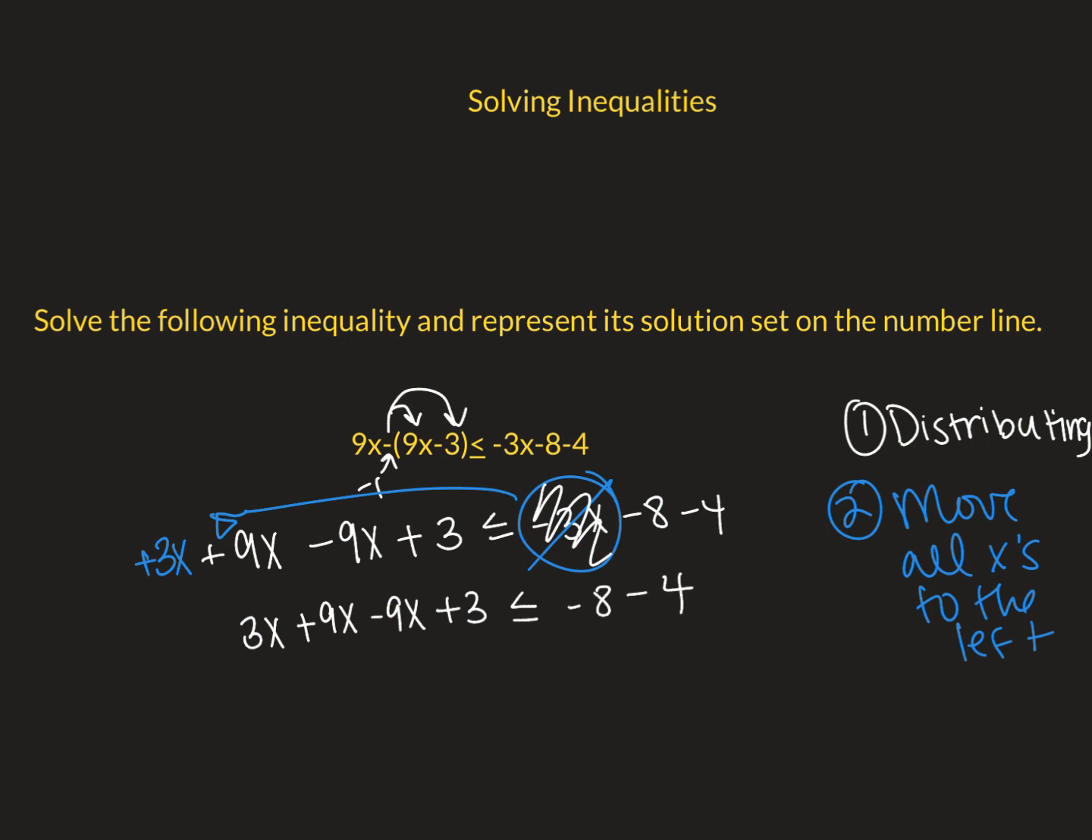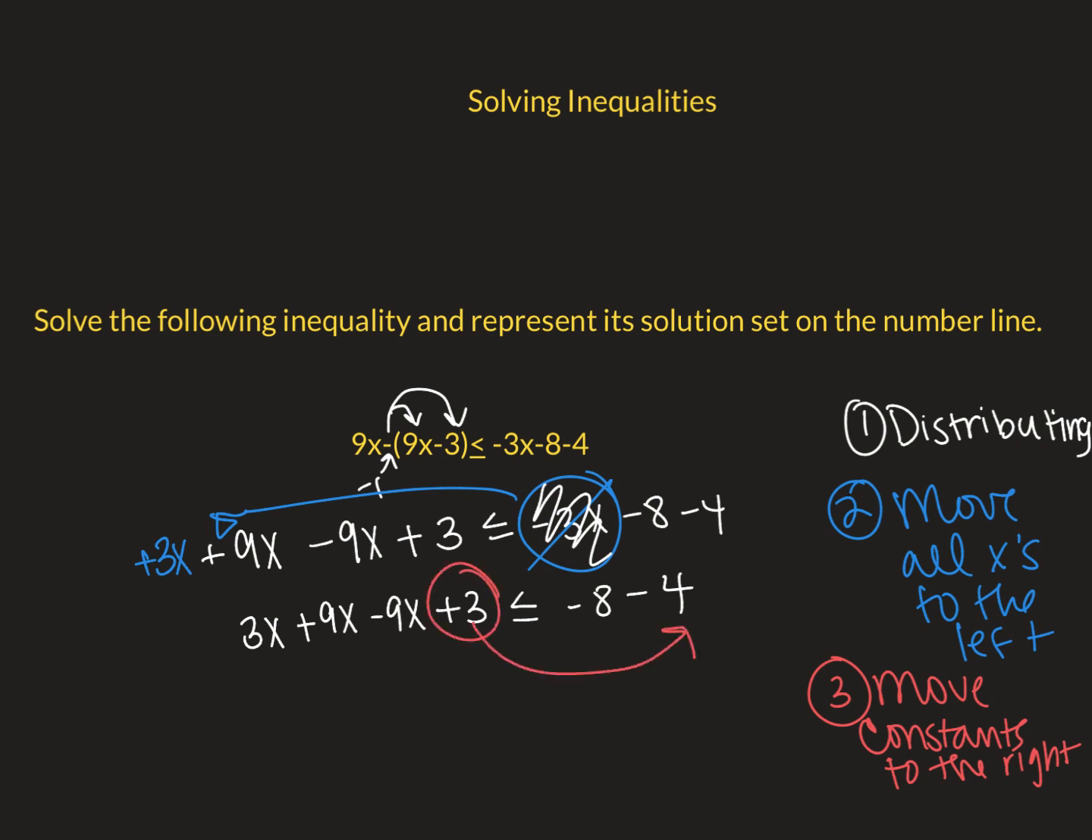Now I need to move all my constants to the right. To do that, just like before, I'm going to take it, cross it over, and when it crosses over, since it was a positive on the left, when it moves to the right, it's going to become a negative 3. Now, it's no longer there on the left side. Once again, I can rewrite my inequality just so that it looks cleaner and more organized, because my next step is going to be to combine my terms.